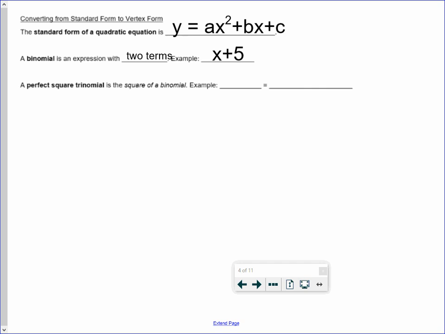A perfect square trinomial is the square of a binomial. For example, x plus 5 squared equals our perfect square trinomial, which is x squared plus 10x plus 25.